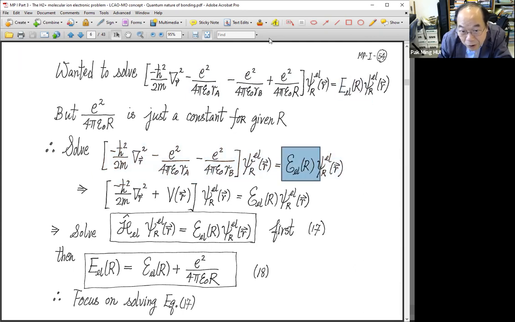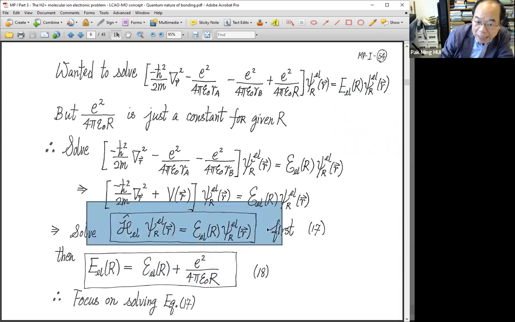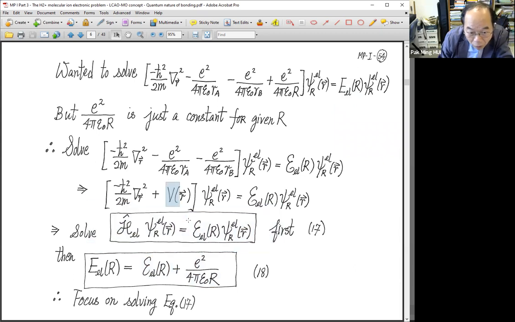This has the term left out. You first solve this one. After you solve this one, you add back a constant. It is this thing. Okay. So we will focus on what this solution looks like. Therefore, the first thing is to get a sense of what this two-centered Coulomb attraction is about.